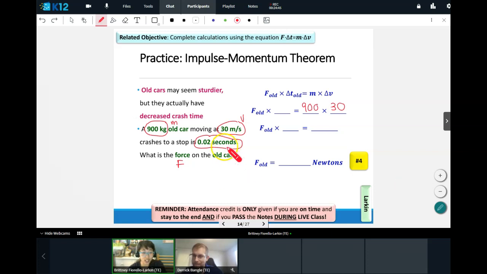And then 0.02 seconds, what is this variable? Thank you. Yes, seconds is for time. So let's go ahead and plug that in. 0.02 seconds. Okay, so let's go ahead and take a look at simplifying this. I cannot yet multiply a variable times a number, so I'm just going to leave it the same. Force of our old car times 0.02. But on the right side, I definitely can simplify this.